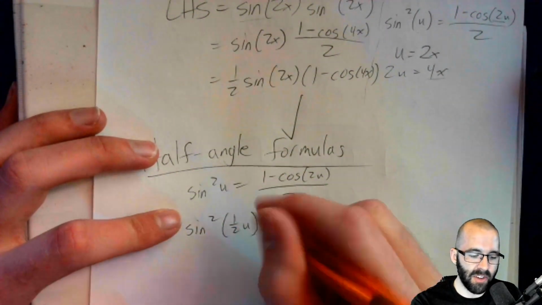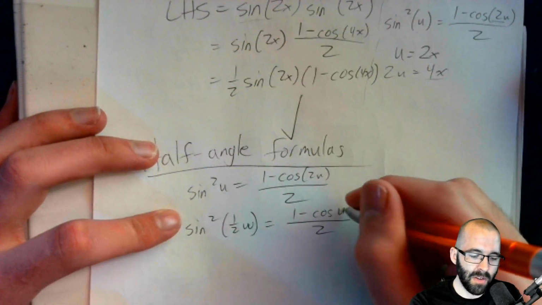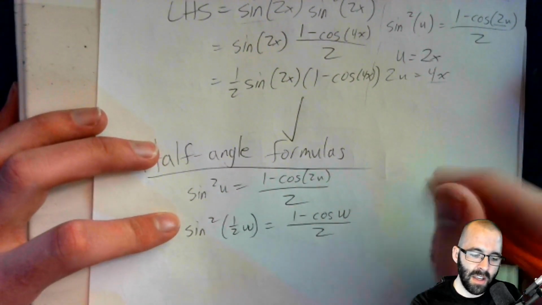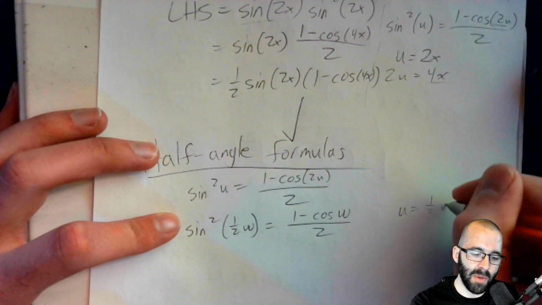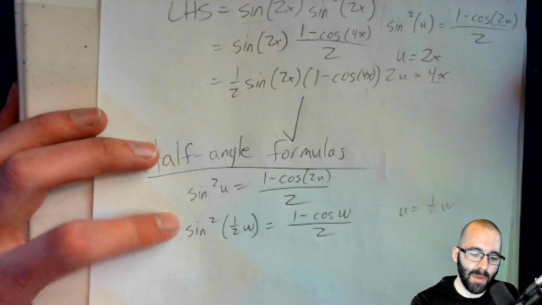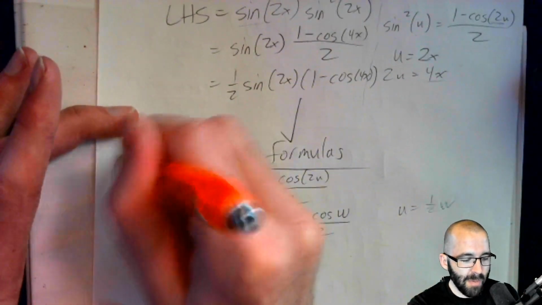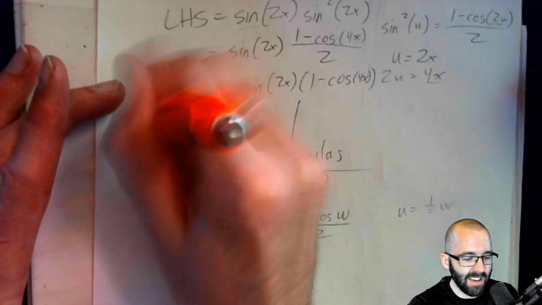Technically, we should use a change of variable. Call this w, where u is 1/2 w. And if u is 1/2 w, all my pens are running dry.